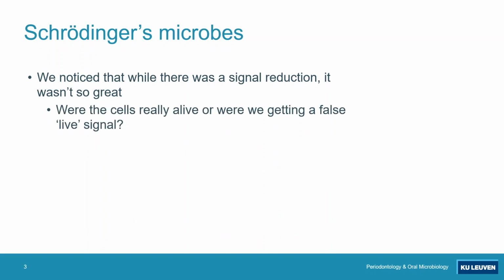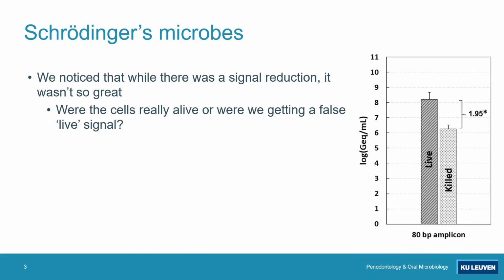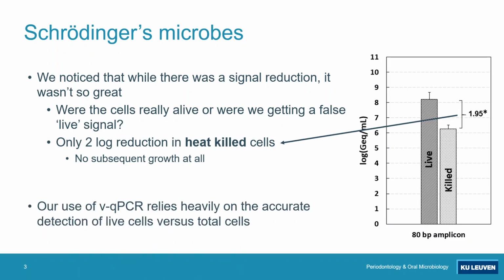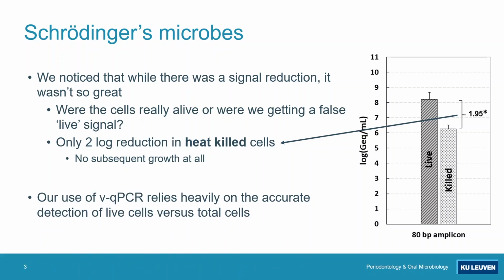It wasn't that great. Were the cells really alive, or maybe were we getting some kind of live signal? When completely heat-killing our cells, we only saw a 2-log reduction, which was strange because there was no subsequent growth on any of the growth media. Ideally though, our viability qPCR should have an accurate distinction between live and dead cells.